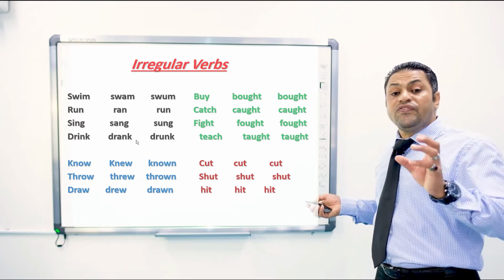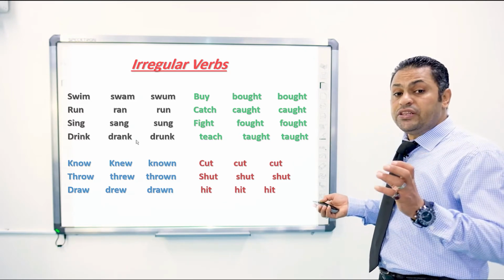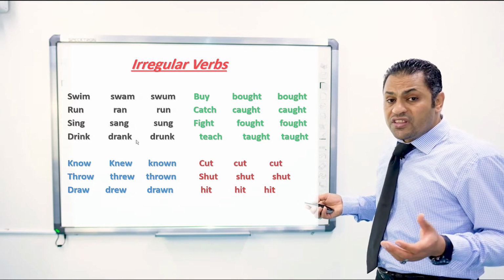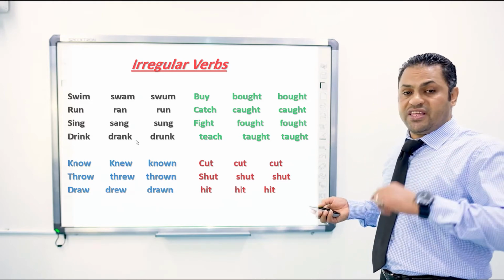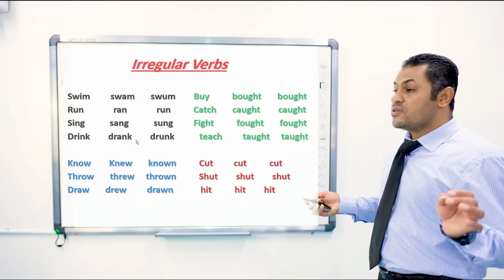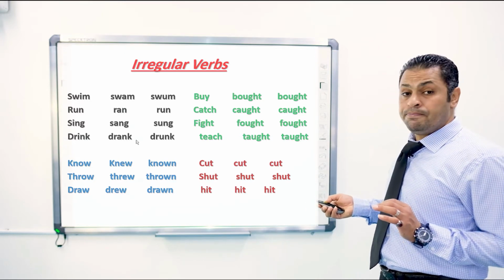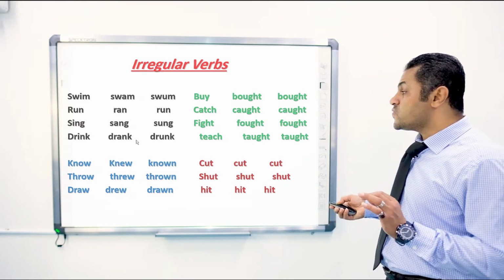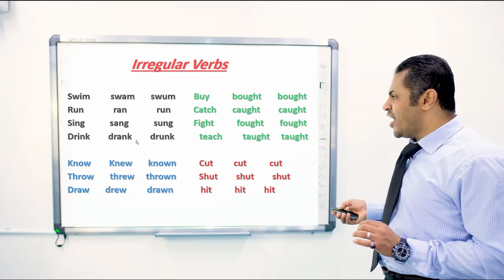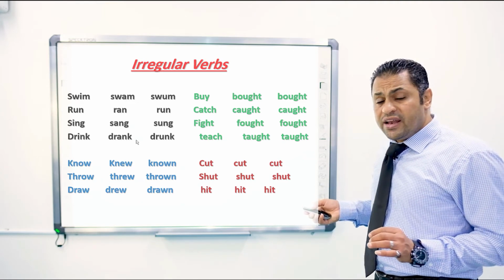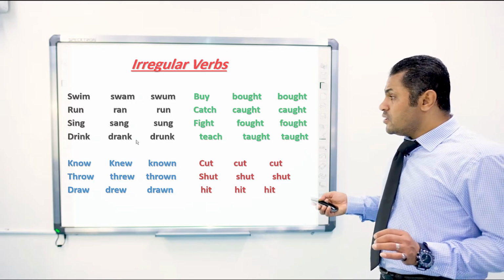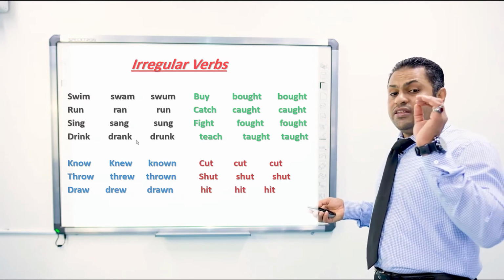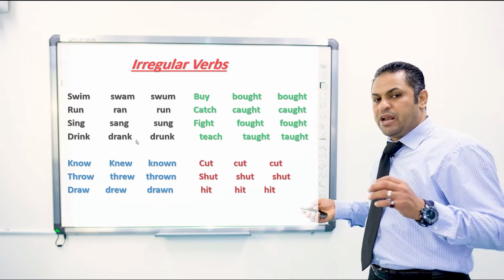You can divide the verbs into some groups according to the similarity of the transferring into the second shape and the third shape, such as the following: swim, swam, swum; run, ran, run; sing, sang, sung; drink, drank, drunk. As you have listened now, the verbs in the first group have similar transferring and similar pronunciation.